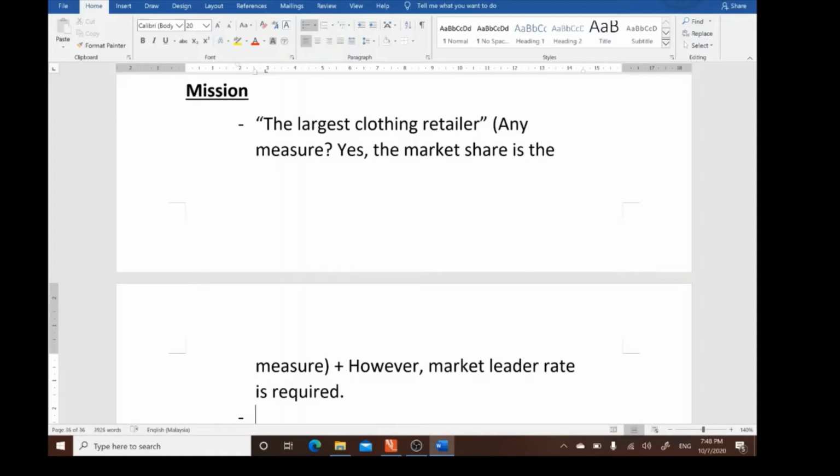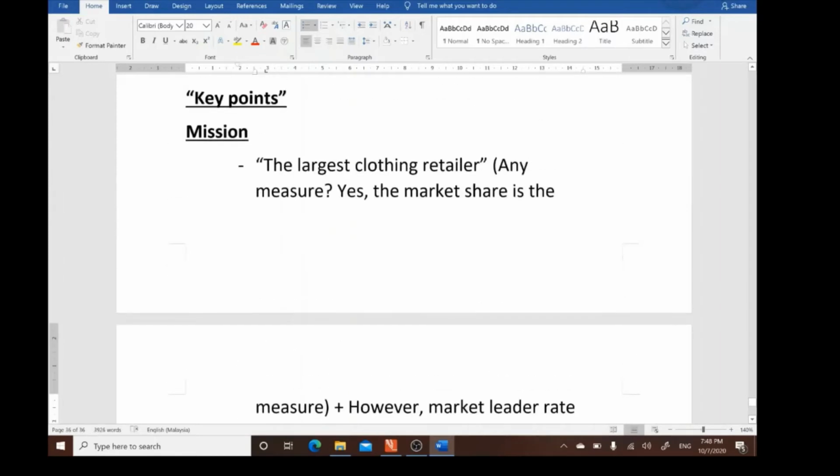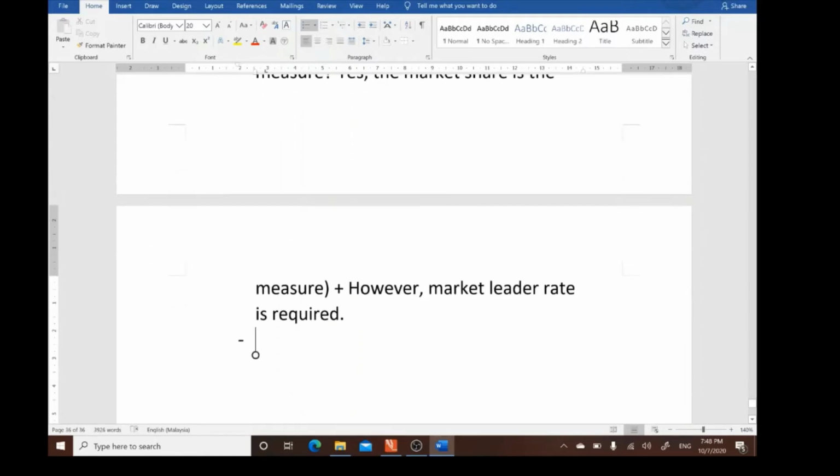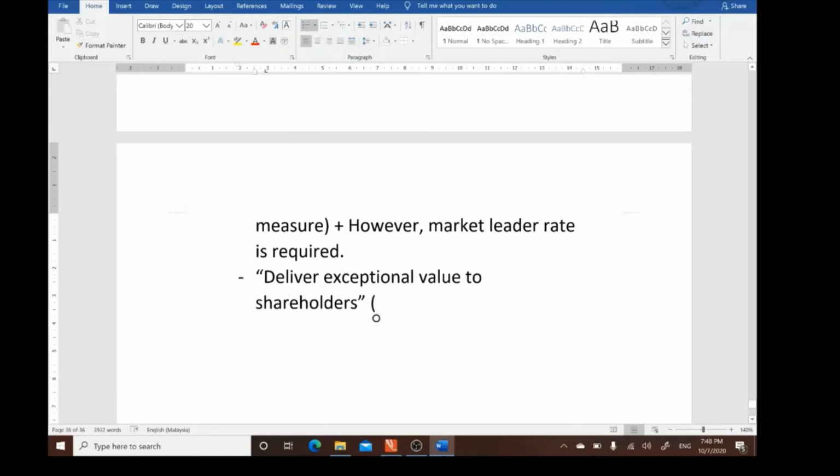Now, what about the second point that we are seeing here? Other than the largest clothing retailer, we know the mission is to deliver exceptional value to the shareholders. Don't forget, class, we realize that most of the exam questions in APM tell us that they are listed companies.